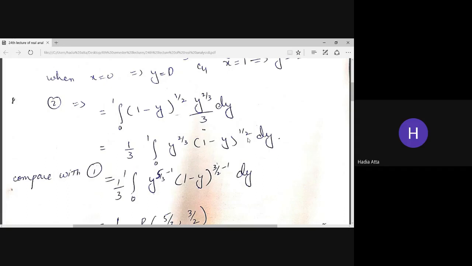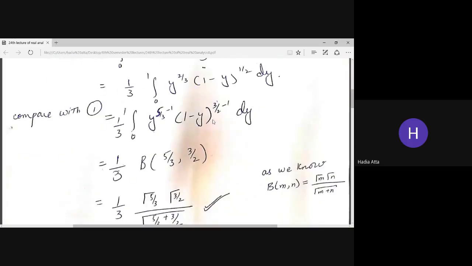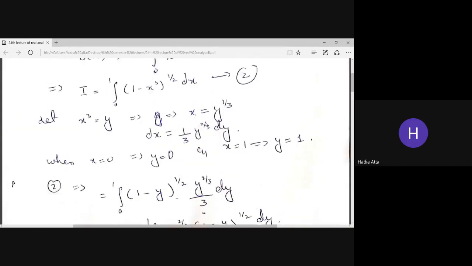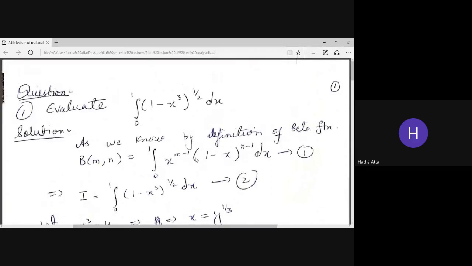And similarly here, we have to split that 1 by 2. If you split that 1 by 2 in the form of n minus 1, that becomes 3 by 2 minus 1. So this satisfies the definition of a beta function, as you can see here. So that integral is equal to beta m, n.